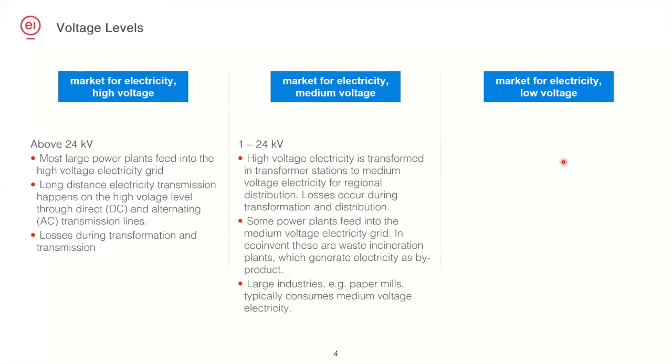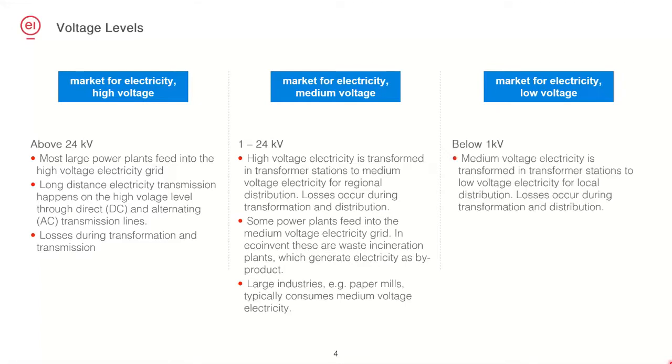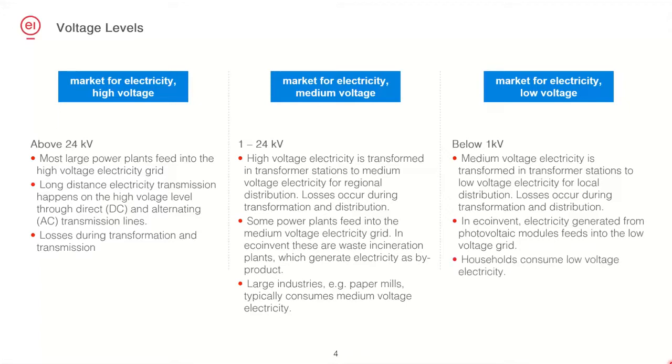And as consumers at this level, we have large industries like paper mills that use the electricity directly from this grid. At last, the low voltage level is defined as electricity that is below 1 kilovolt. This is again transformed from the medium voltage level and includes also transformation losses that occur. We have, as producers, photovoltaic that occurs here and feeds directly to the low voltage level. And as consumers, we have usual households, but also small businesses, like normal consumers.